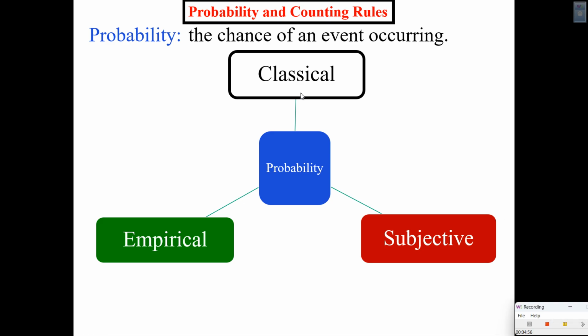So, of course, by now you know the formula for classical probability. Remind your neighbor the formula without looking at your notes. What is the formula for classical probability?